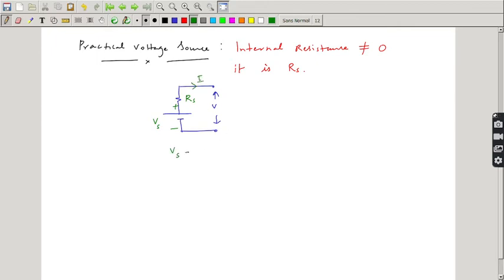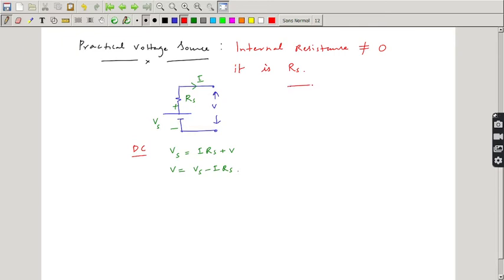As per KVL, Vs you can write as I into Rs plus V. Or V you can write as Vs minus I into Rs if you want to find the terminal voltage. So this is for DC.